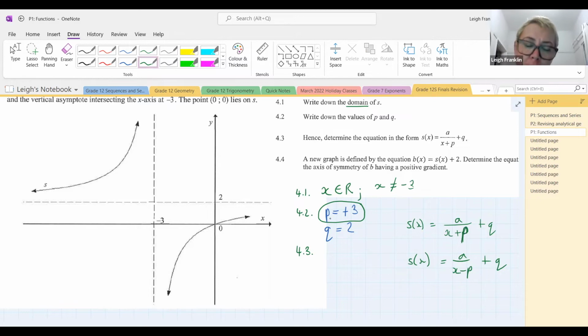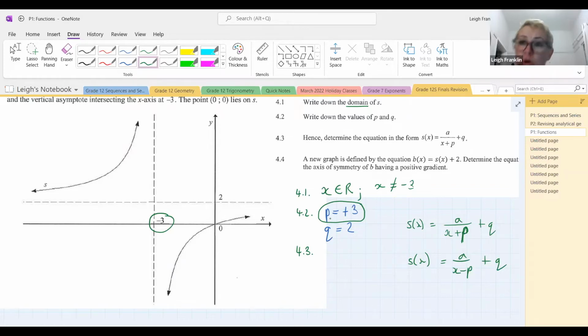What you need to remember is that whatever you see here, your P needs to be the opposite of that. Okay, so in other words, if it's been shifted to the right-hand side, your P is going to be a negative value. If it's been shifted to the left-hand side, your P is going to be a positive value. So just think about it like that.